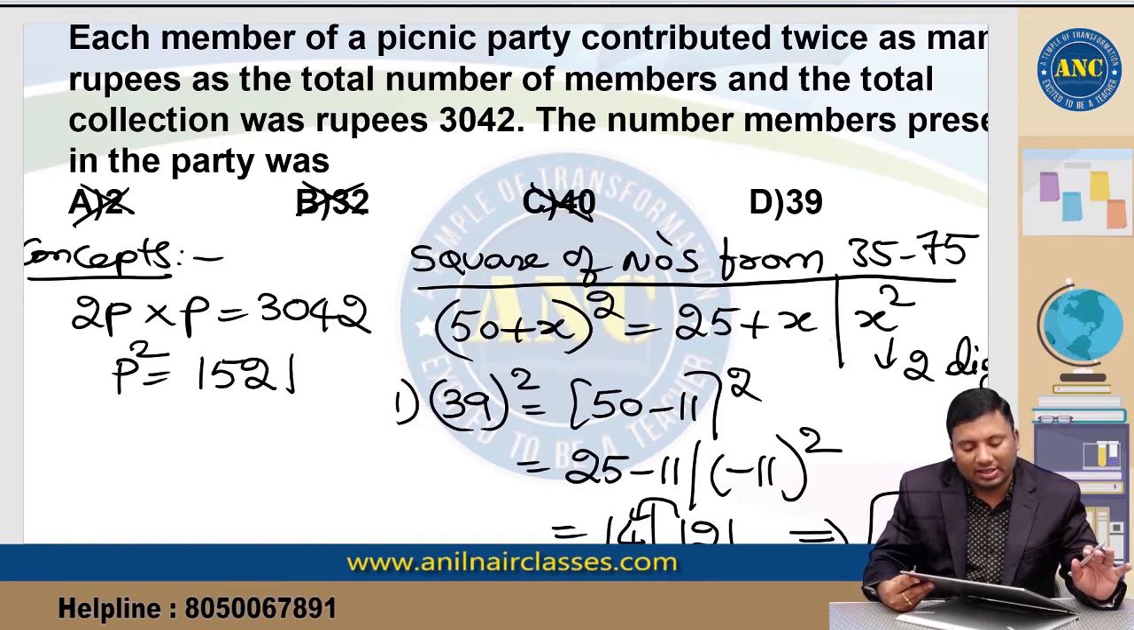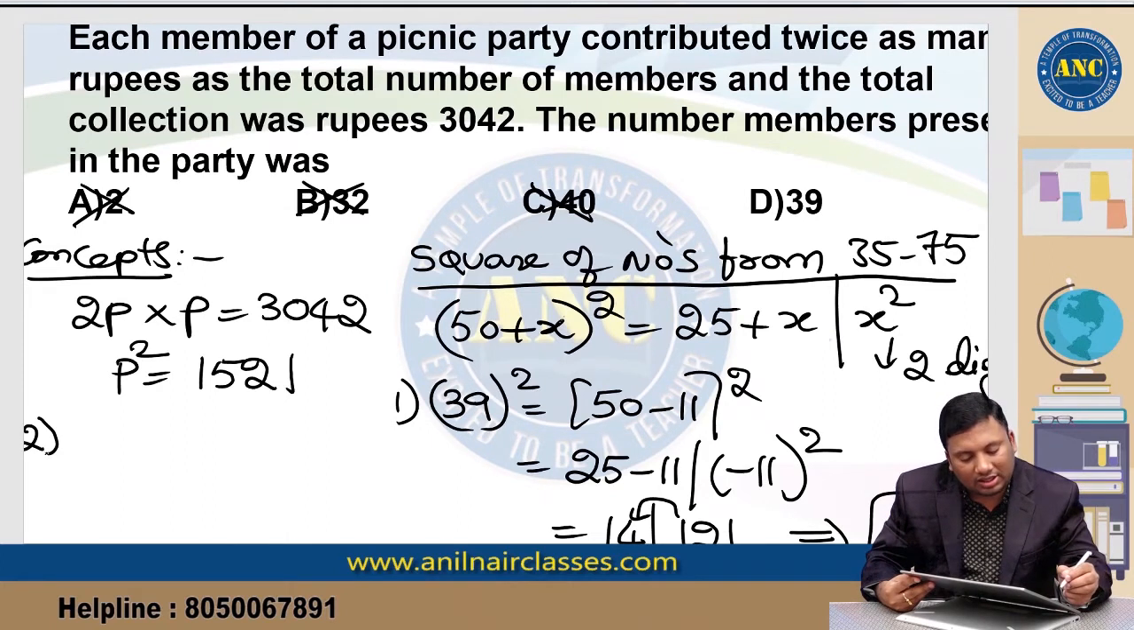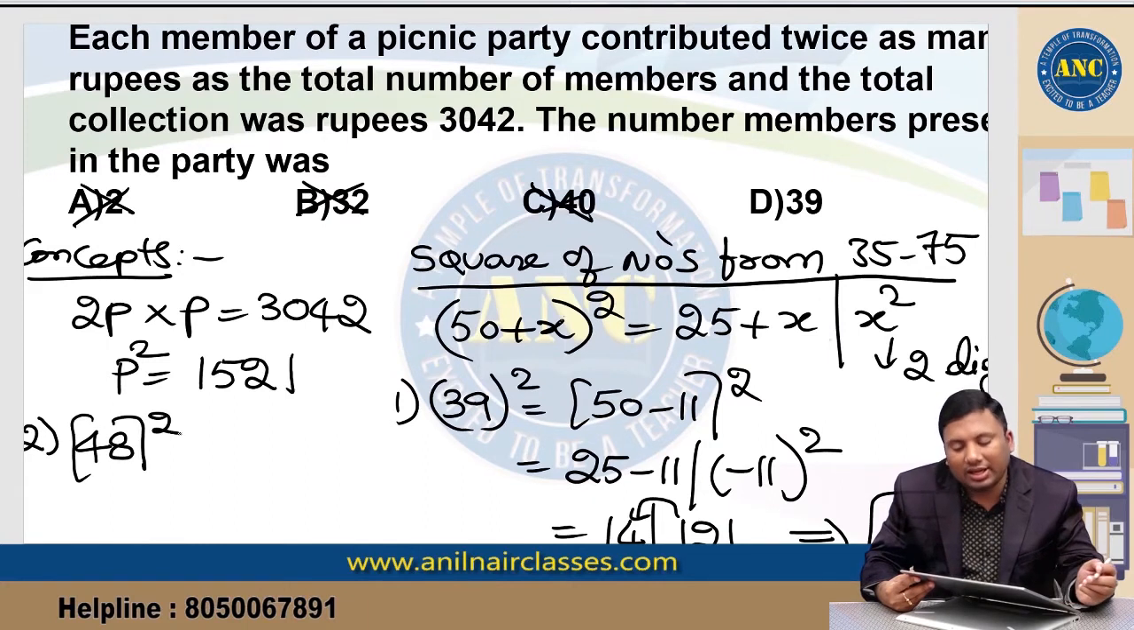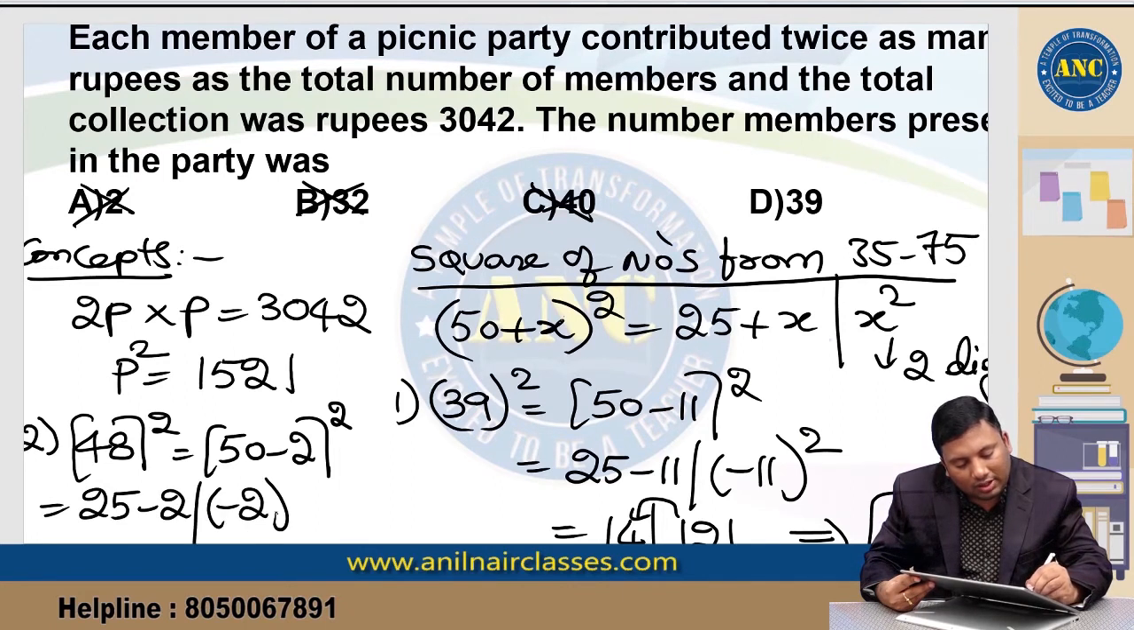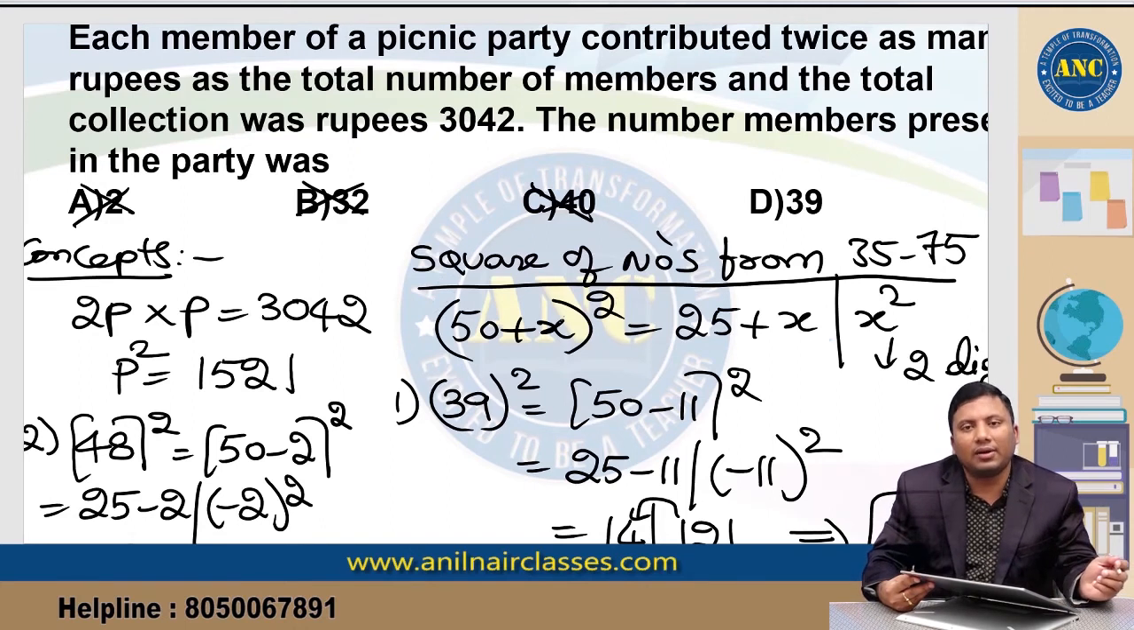I hope the idea is clear. 39 whole square is 1521. You can also take one more example just to understand the concept. Suppose it is 48 square. 48 lies from 35 to 75, so this is 50 minus 2 whole square. X is minus 2. 25 minus 2 slash minus 2 square. So it is nothing but 25 minus 2 is 23. 2 square is 4. 4 in a 2-digit format is nothing but 04.